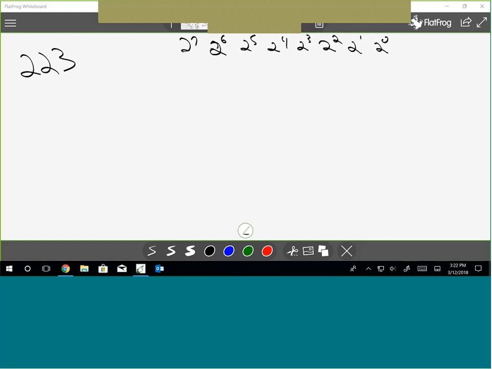All right, so if we're going to convert this, can you subtract 128 from 223? Yes. So let's turn that on. So let's do our math here. What do we have left? 128 from 223 is what? 95.